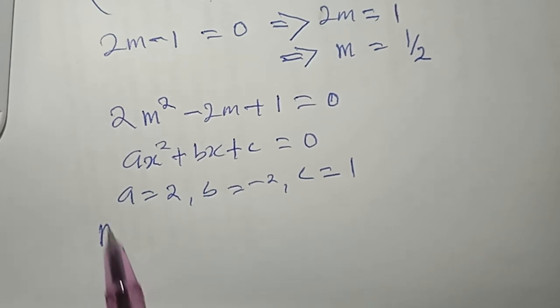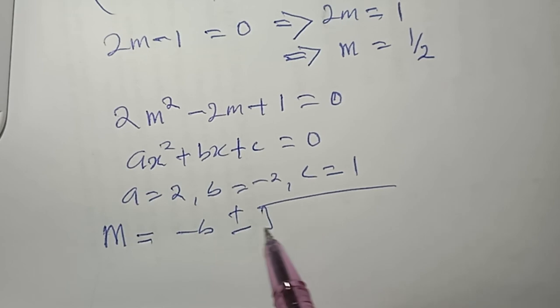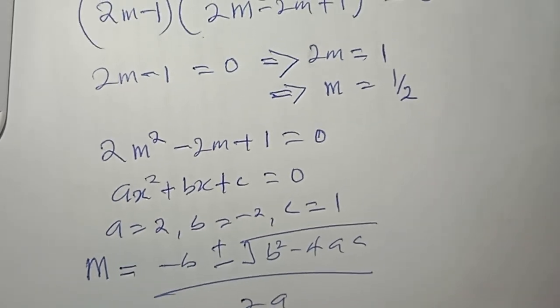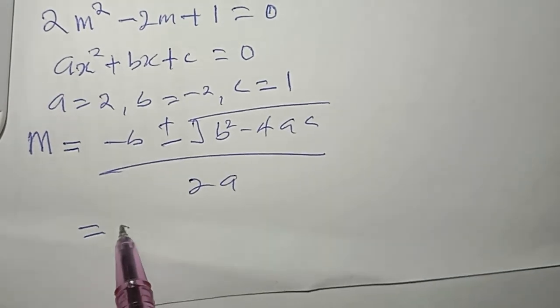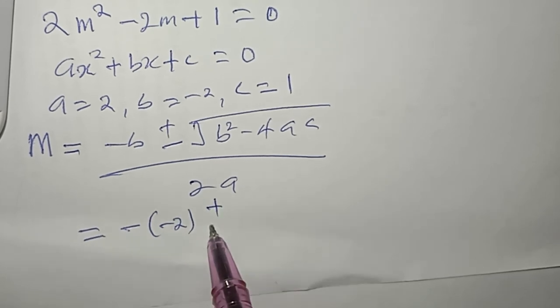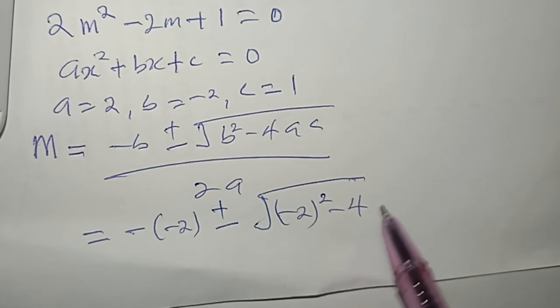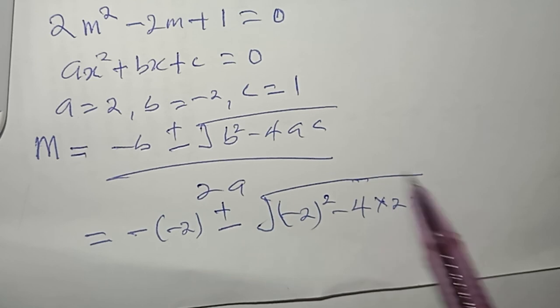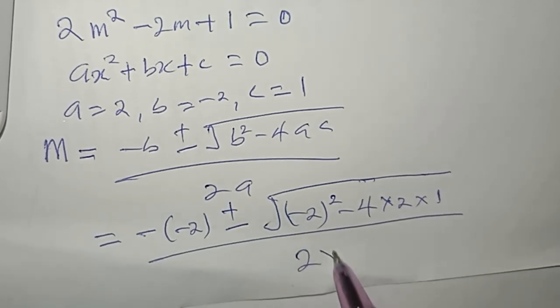And then the formula is going to give us m equals minus b plus or minus the square root of b squared minus 4ac, all divided by 2a. Okay, so I'm going to substitute the values of a, b, c, so that I now have minus minus 2 plus or minus the square root of minus 2 squared minus 4 times a, which is 2, multiplied by c, which is 1, and all divided by 2 times 2.